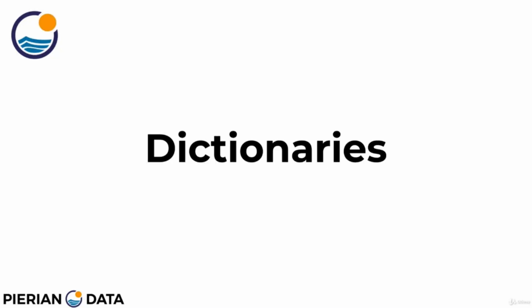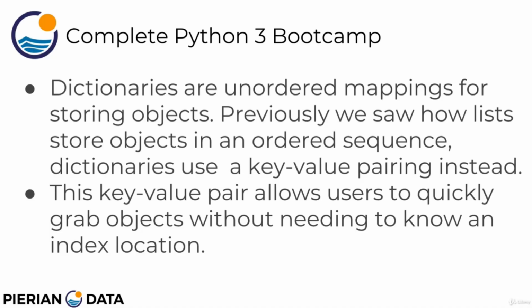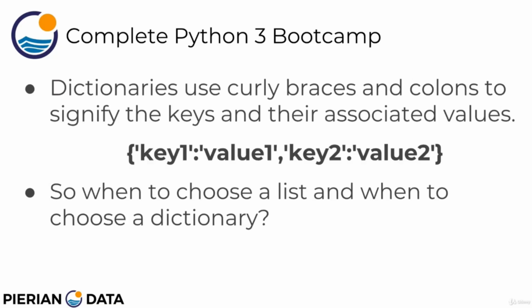Welcome back, everybody. Now it's time to talk about dictionaries. Dictionaries are unordered mappings for storing objects. Previously, we saw how to store objects in an ordered sequence using a list. But now, dictionaries will allow us to store objects using what's known as a key-value pairing instead. This key-value pair allows users to quickly grab objects without needing to know an exact index location. Instead, you just call the key and it returns the value associated with that key.